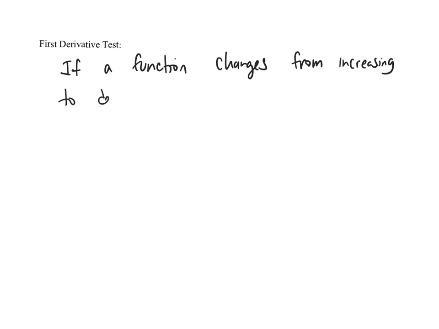The second thing we're going to look at in this section is what's called the first derivative test. The first derivative test is a way to help find the maximums and minimums in a region. So the first derivative test says this: if a function changes from increasing to decreasing, then it does so at a maximum point.